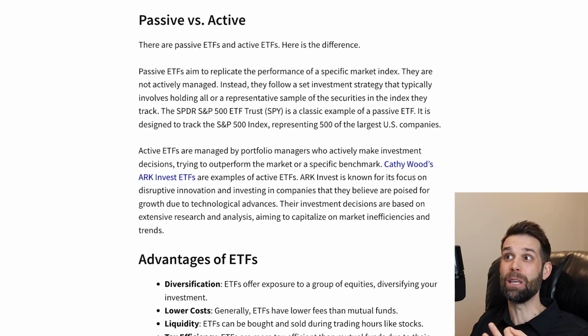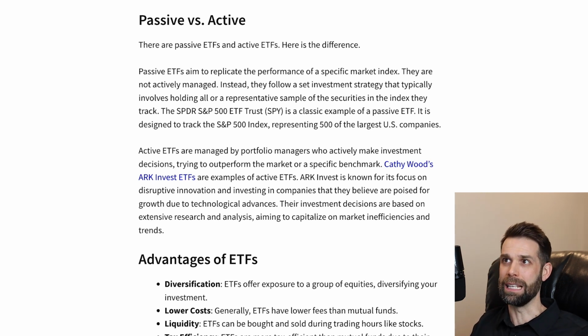There's the SPY, which is the S&P 500 ETF Trust. It's a classic example of a passive ETF. It is designed to just track the S&P 500 index, which represents the 500 largest US companies. So no one is managing that ETF and swapping out companies and so on. It just tracks those 500 biggest companies in the US. So it's a very passive investment.